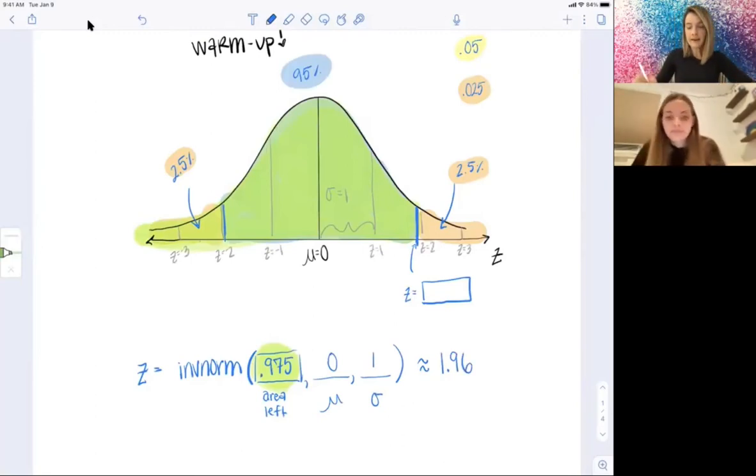Okay. And see how that is just a little bit shy of 2. The empirical rule told us that like 2 standard deviations away, we'd have 95%. And again, that was a rounding. And now we can just be a little more accurate. Wasn't that cute?